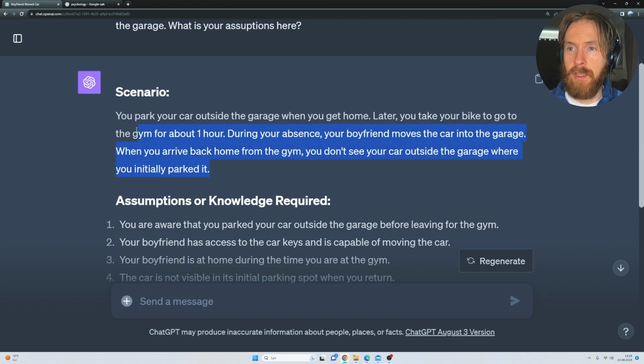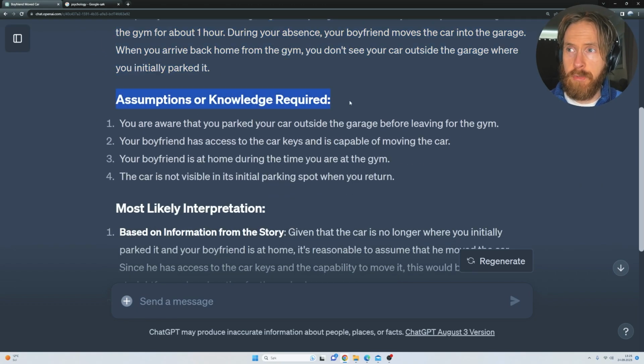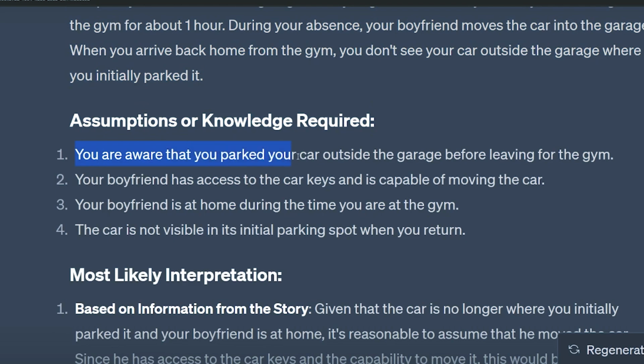You can see we have the scenario repeated here. Assumptions or knowledge required: you are aware that you parked your car outside the garage before leaving for the gym, yes. Your boyfriend has access to the car keys and is capable of moving the car. That's most likely, because if you live together, he probably has access to the keys. Your boyfriend is home during the time at the gym. Yeah, we know that.